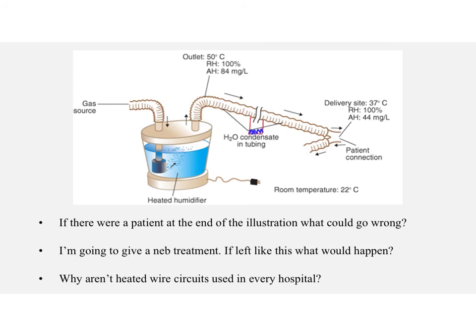So if I left it like this, the neb cup becomes an unintentional water trap because it's going downward to the patient and it's going to trap the water, the condensate, into that neb cup. So one way that we can prevent this is by adding circuits that have heated wires. And that's going to prevent that gas from cooling in the circuit going back to the patient.